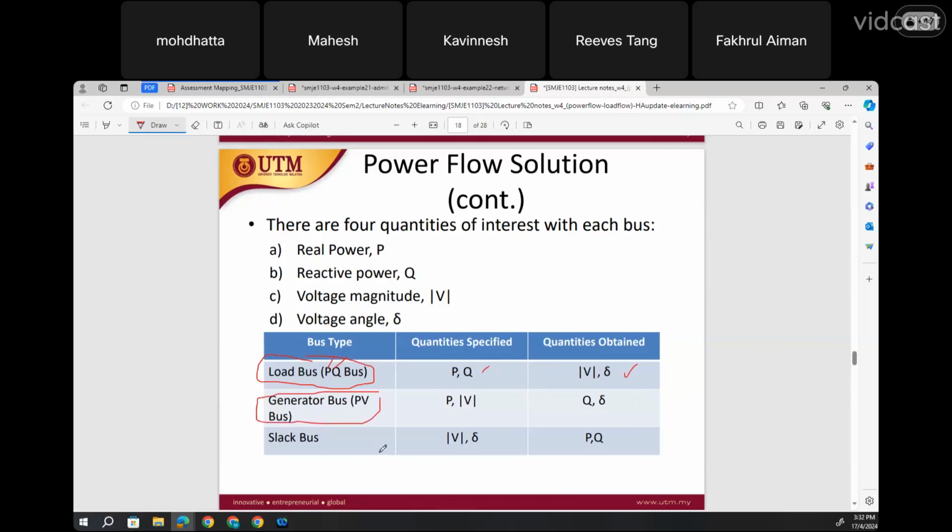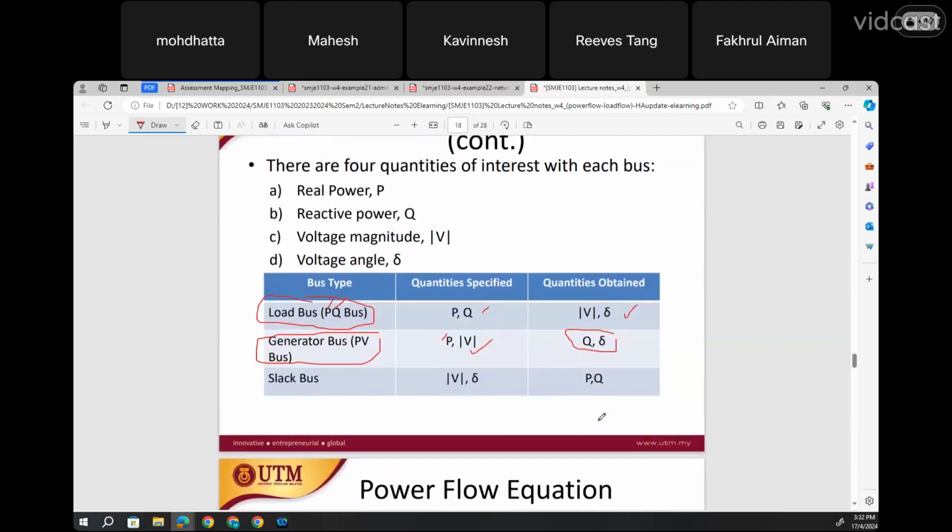That's for the load bus. And for the generator bus, also known as the PV bus, the quantities that are always there are the active power and also the voltage level. Since we have the generator there, we know the voltage for that particular bus. So the things that we need to calculate are the reactive power and also the angle of the voltage.